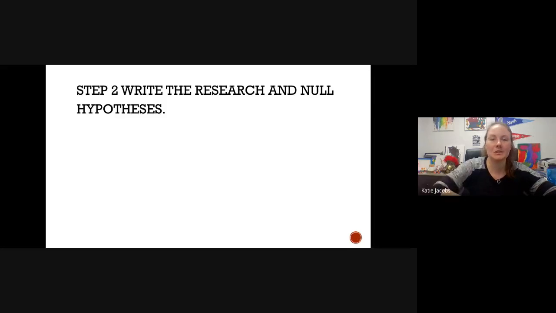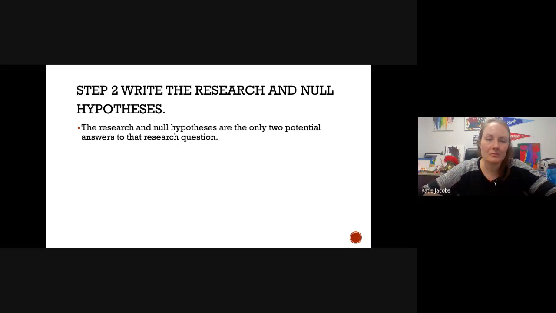All right, step 2, after we figure out which analysis that we're going to do, we're going to go ahead and write our research and null hypotheses. Typically if I ask students, what's a hypothesis? They drone in unison, it's an educated guess. And that's not exactly it. I mean, it is an educated guess, but there's so much more that goes into research and null hypotheses that we don't think about.